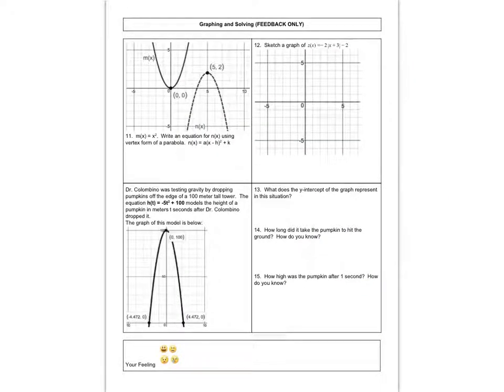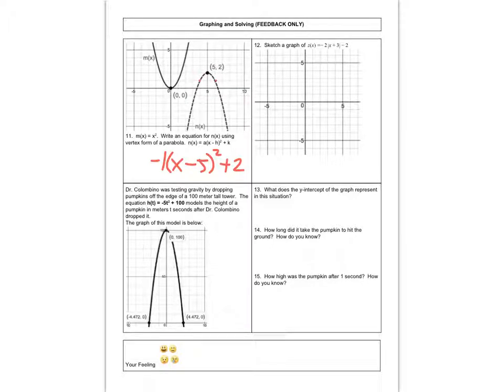For number 11, we're trying to write the equation of the parabola using vertex form. People seem to get caught up with the a's and the k's and the h's. Really what I'm looking for is you to identify the vertex as 5, 2, and this would be x minus 5 squared and plus 2. And that this is now a negative parabola that goes down 1 each time. So negative 1 times the quantity x minus 5 squared plus 2.